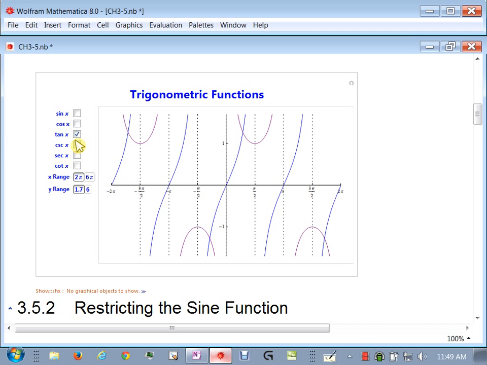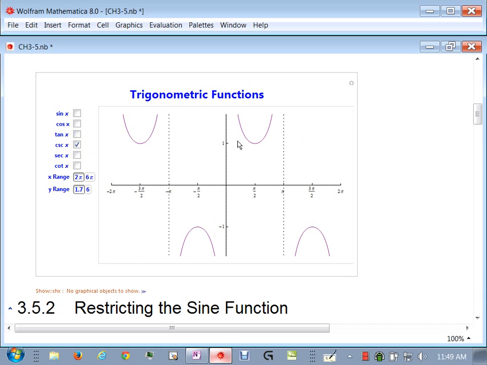Cosecant is the reciprocal of sine. There's the cosecant function. Everyone remember how the cosecant comes about? Everywhere that the sine, the red one, is 0, you have an asymptote on the cosecant function. And then it's almost like little parabolas on every one of the maxes and mins of the sine. So there's your cosecant.